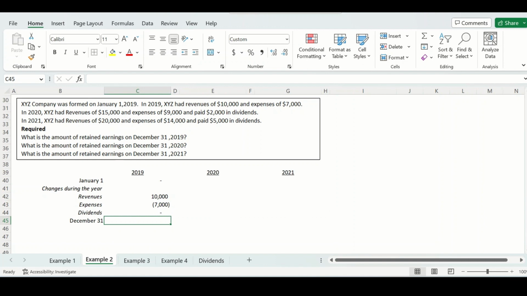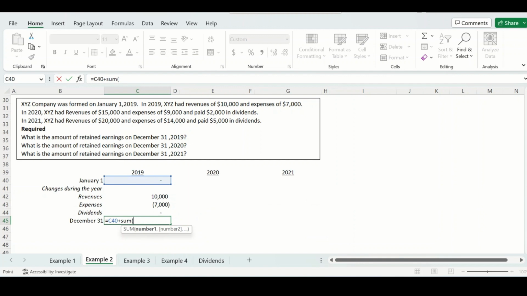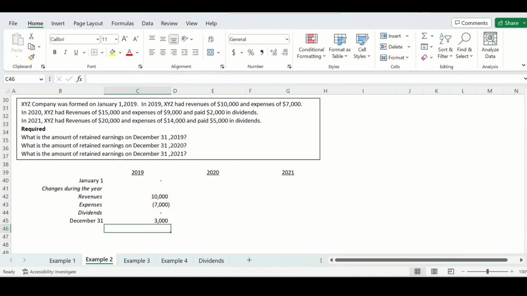And there were $0 of dividends paid, so as such, we take the beginning balance plus the changes during the year. That gets us to a $3,000 ending balance for December 31st, 2019 of retained earnings. We started with zero. We added $10,000 of revenues, and we took away $7,000 of expenses. So there's our $3,000.